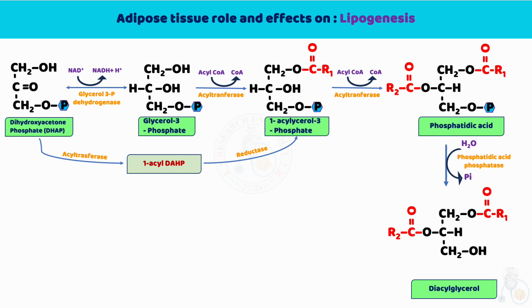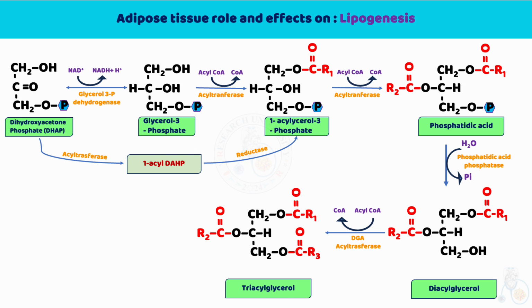The grand finale unfolds as diacylglycerol acyltransferase takes the stage. This enzyme catalyzes the esterification of diacylglycerol with fatty Acyl-CoA, forming the majestic triglycerides. These triglycerides, the end product of lipogenesis, serve as potent energy reservoirs and store energy in adipose tissue.